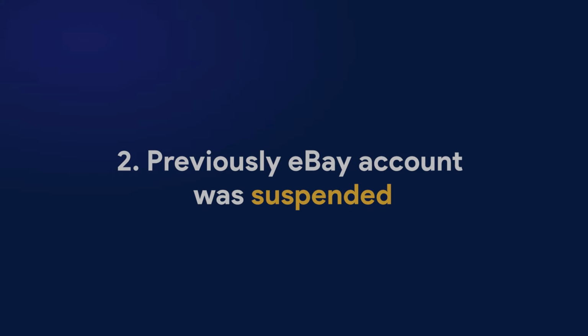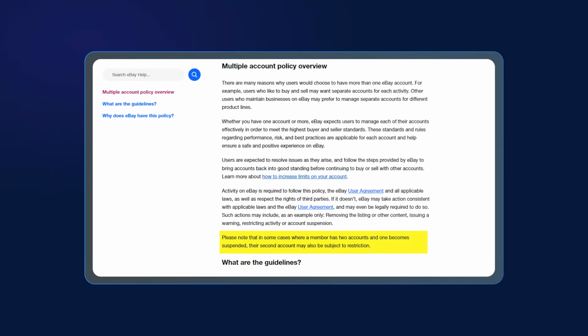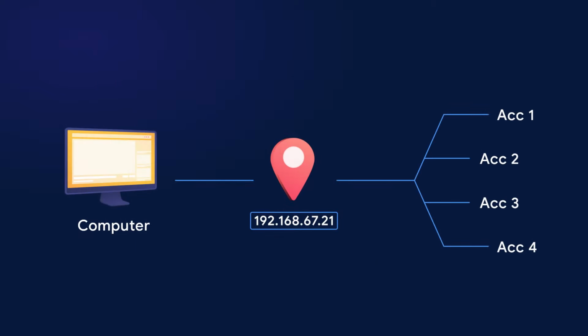The second reason is that you have previously used an account that was suspended or restricted. eBay may block the creation of new accounts if it detects information, IP addresses, or devices similar to those linked to previously created seller accounts. Additionally, if multiple accounts are detected being created from the same IP address or device, eBay will block account creation because using multiple accounts violates the platform's policies.